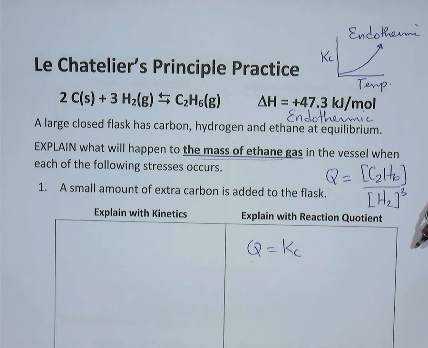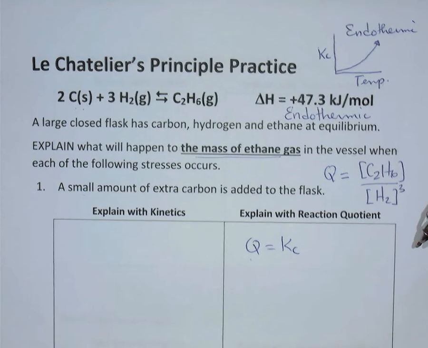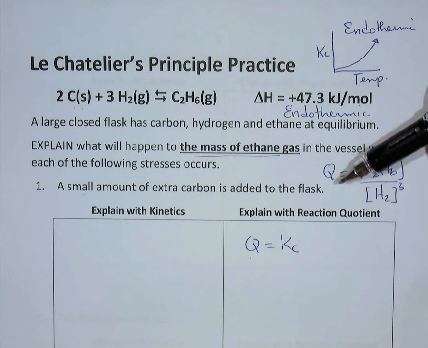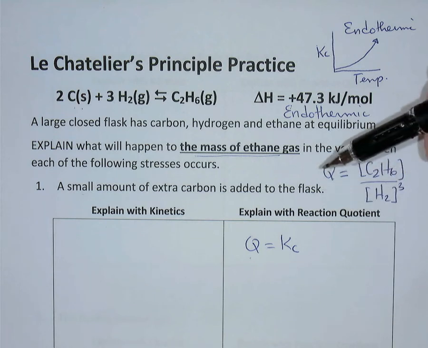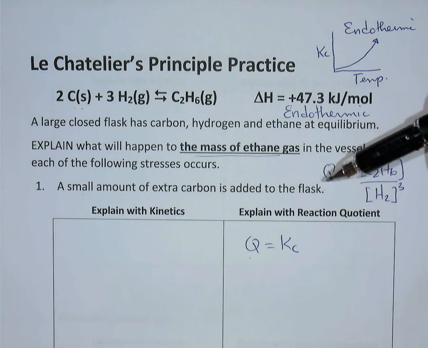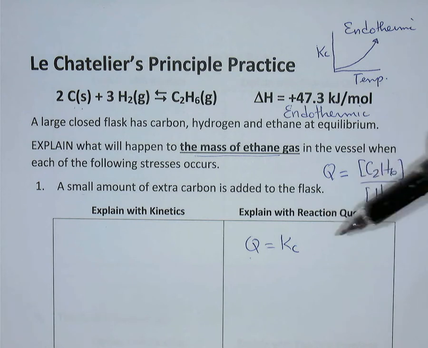That's a very important idea. They speed up equally. Because they speed up equally, the forward rate and the reverse rate start off equal, and they finish equal. They were equal before you added the catalyst because we were at equilibrium. When you add the catalyst, the forward and reverse rates each increase the same amount, and so they remain equal. Since they're still equal, there's no shift in the equilibrium. Nothing will happen to the amount of ethane in the container.